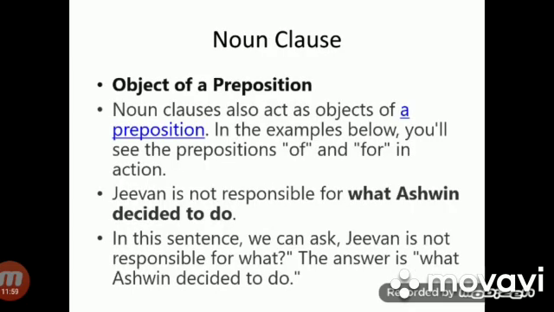Fourth, object of a preposition. Noun clauses also act as objects of a preposition. In the examples below, you will see the prepositions of and for in action. Jeevan is not responsible for what Ashwin decided to do. In this sentence, we can ask, Jeevan is not responsible for what? The answer is what Ashwin decided to do.